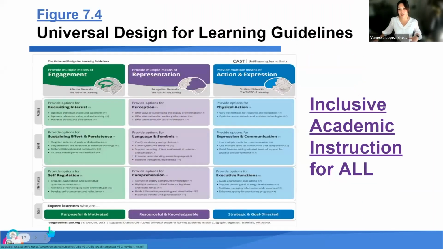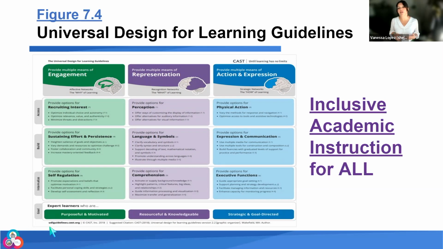So when we're talking about Tier 1, we're talking about all learners. And one of the ways that we do that is by taking a look at the Universal Design for Learning guidelines and have these guidelines be a means of us starting our planning up front, considering all learners, providing multiple means of engagement, meaning how it is that we're going to recruit interest, how are we going to sustain effort and persistence, and provide supports for self-regulation.